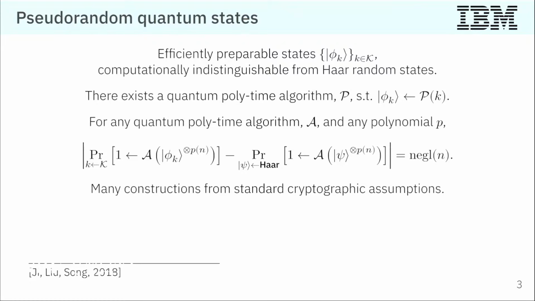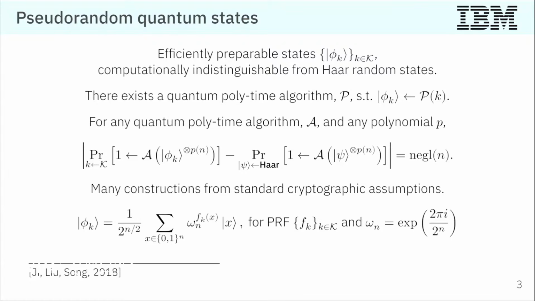And we know many constructions of pseudorandom states from standard cryptographic assumptions, in particular from the existence of one-way functions, which is one of the most basic primitives that we have in cryptography. Just to show you a quick example, one thing you can do is create an equal superposition over all n-bit strings, and then to each component in the superposition apply a phase, where omega n is the 2 to the nth root of unity, and this f sub k of x is what's called a pseudorandom function. This is a standard object in cryptography that you can get from one-way functions. You should think of it as some sort of random-looking function. And you can prove that this family of states does indeed satisfy these properties of being pseudorandom.